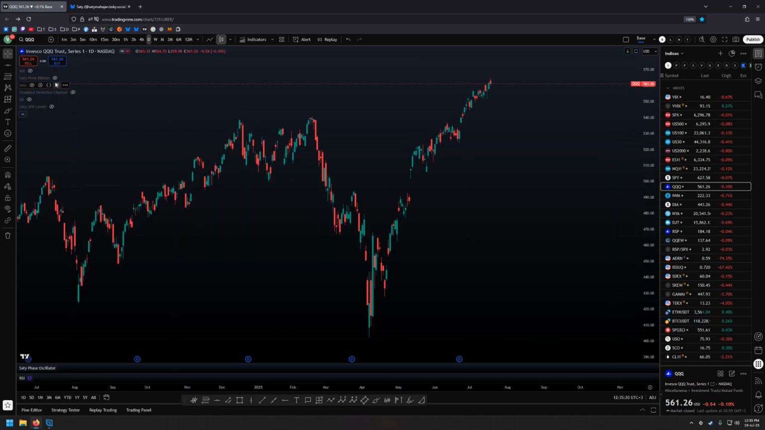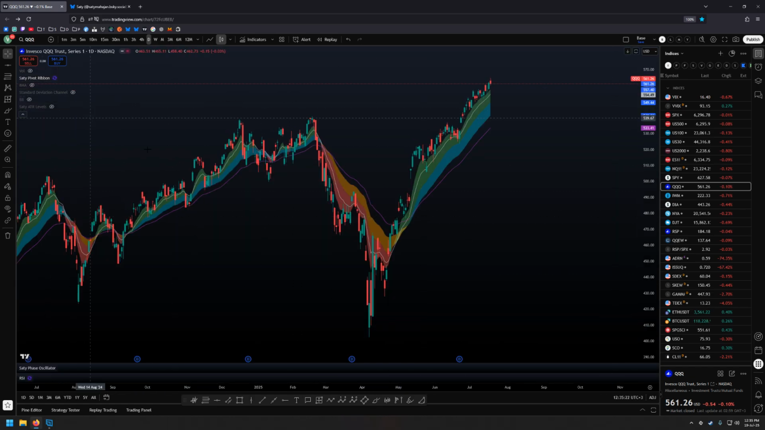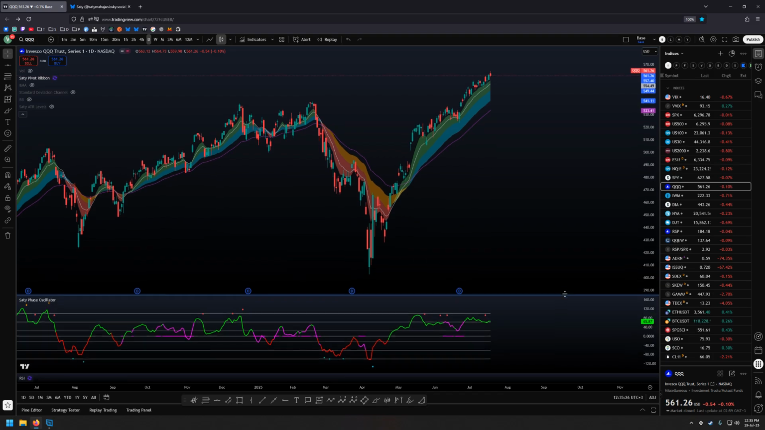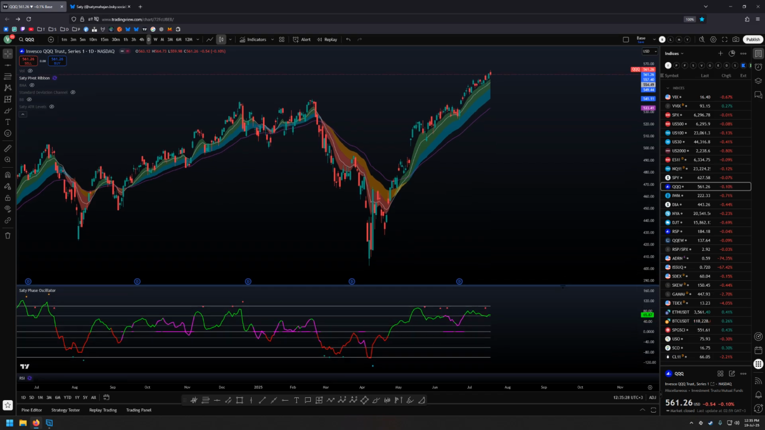The ones I do use are pivot ribbon and phase oscillator, and I'll explain how to use them in a more condensed way. He has various videos on how to use them and explains how they were created. But in essence, this is like a better version of RSI. It's basically a combination of Bollinger Bands, Keltner Channel, MACD, and RSI.